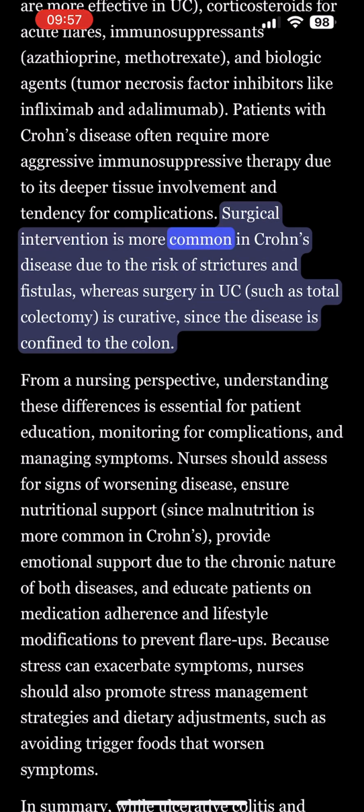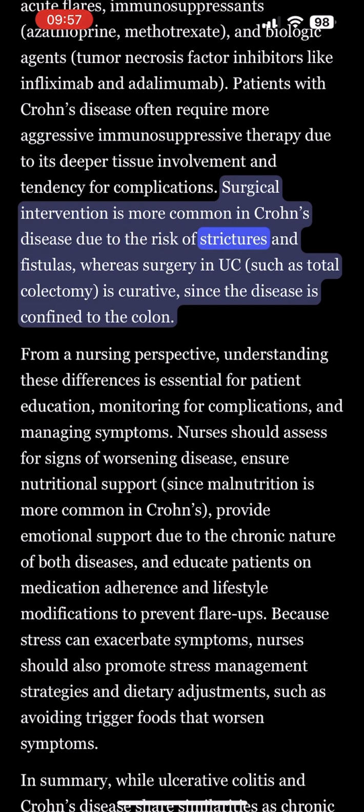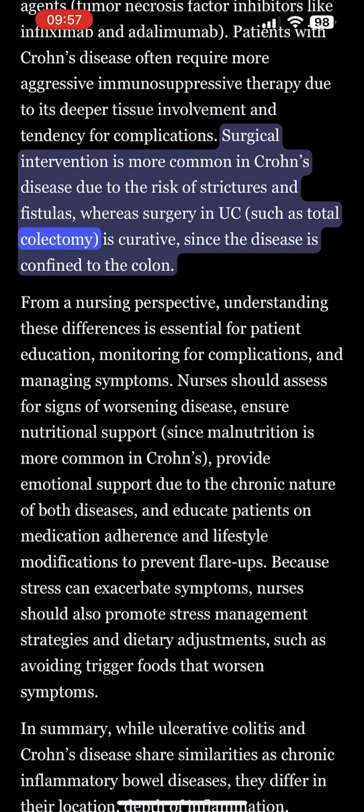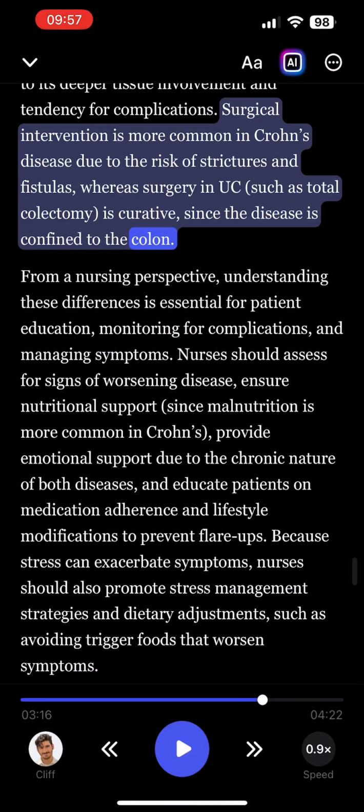Surgical intervention is more common in Crohn's disease due to the risk of strictures and fistulas, whereas surgery in UC, such as total colectomy, is curative, since the disease is confined to the colon.